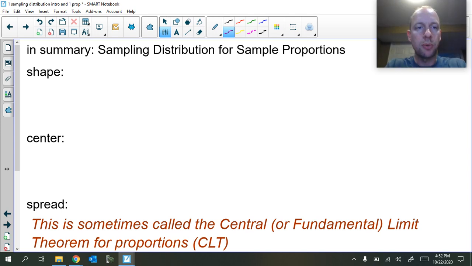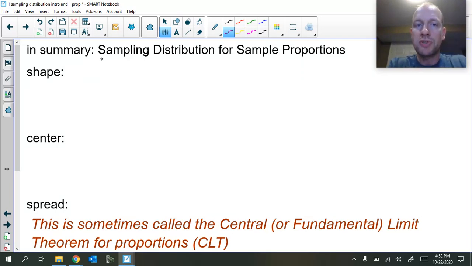Hey, it's Mr. T. I want to do a follow-up video to the skew the script video that we saw a second ago and talk about the sampling distribution for sample proportions. This is sometimes called the central limit theorem of statistics or the fundamental limit theorem of statistics. So this is a big idea and it's pretty awesome. Let me show you a few things.